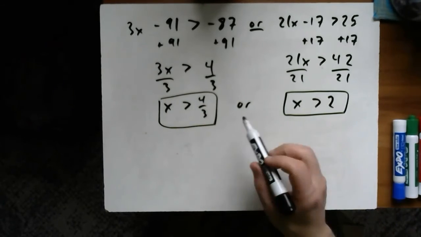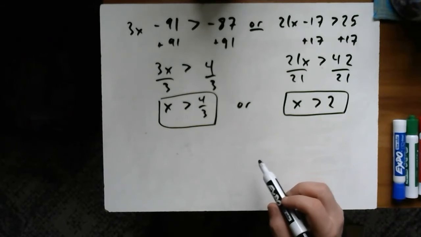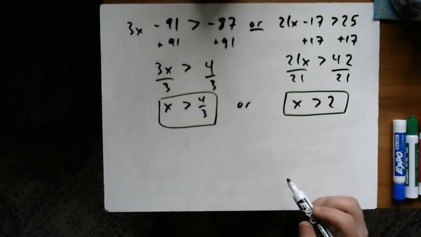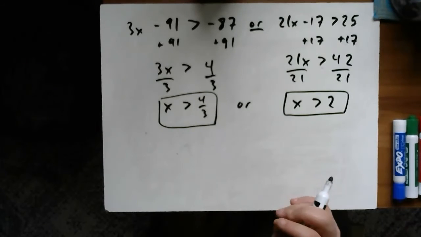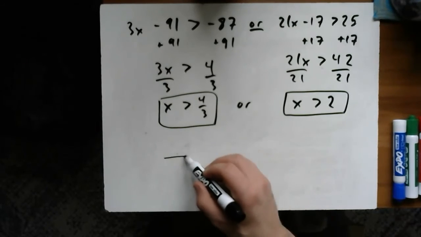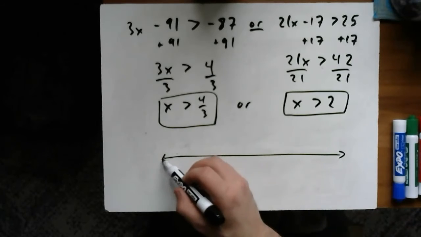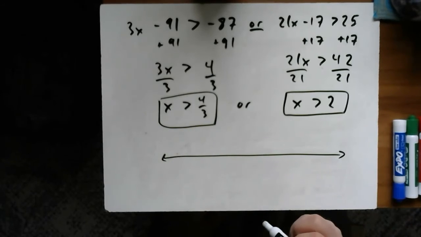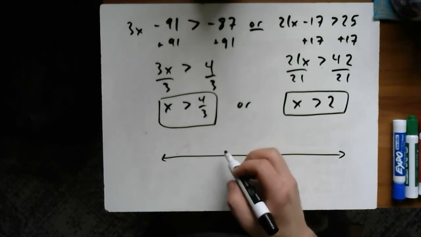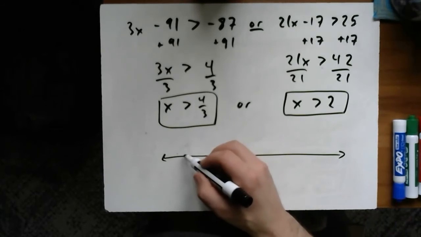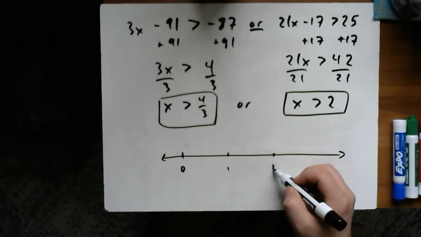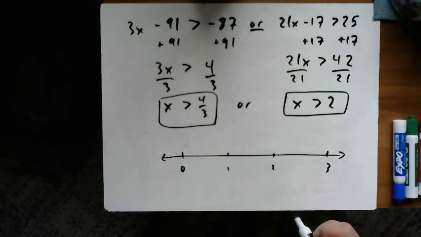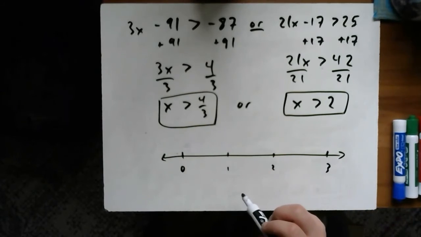Now, we can write this down here graphically. We can just look at this. What is this graphically? Well, 4/3 is a little bit over 1. So then we got 2. So let's go 0, 1, 2, 3. And so I have x is greater than 4/3.